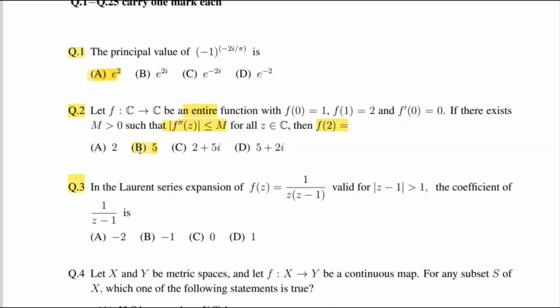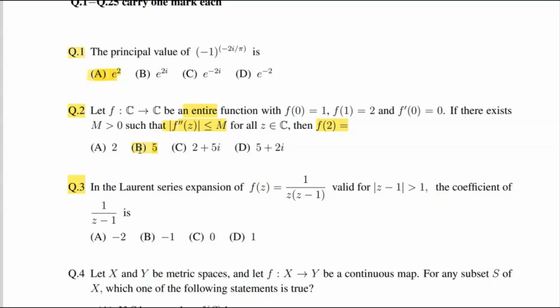Now question number 3. In the Laurent series expansion of f(z) equal to 1/(z(z-1)), valid for |z-1| greater than 1, the coefficient of 1/(z-1) is: option A, -2, option B, -1, option C, 0, option D, 1.